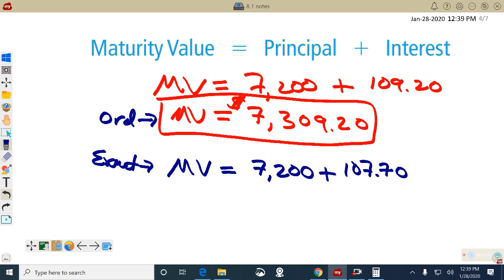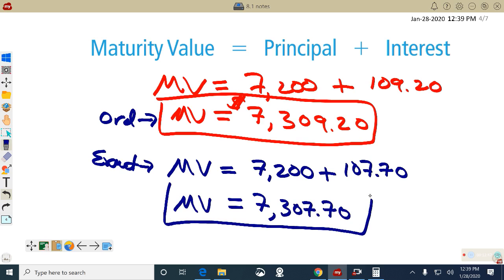Here we go. 7,307.70. So Anita will have to pay 7,307 for borrowing 7,200. That's how the bank makes money. She'll have to pay this for borrowing that.